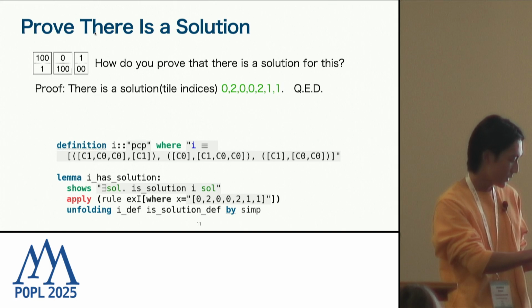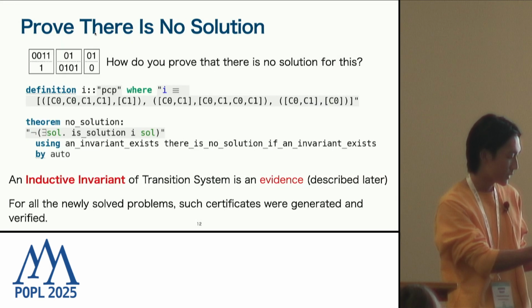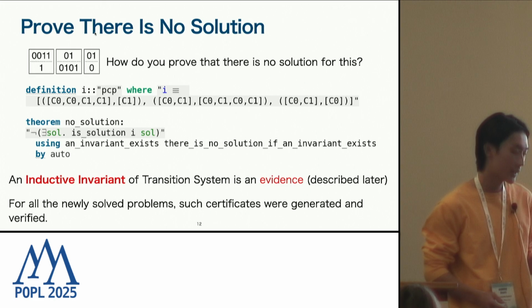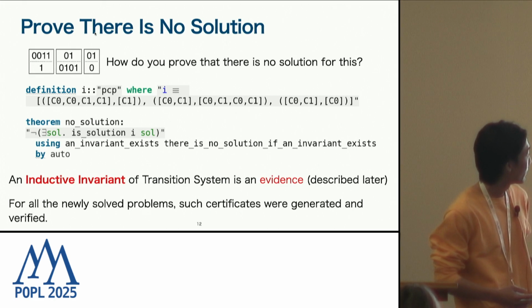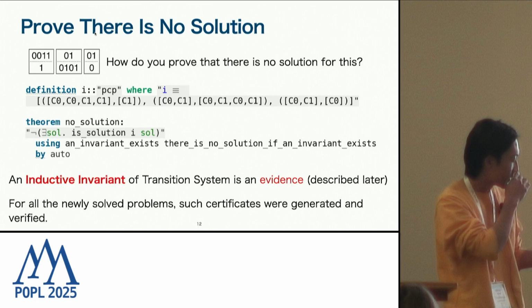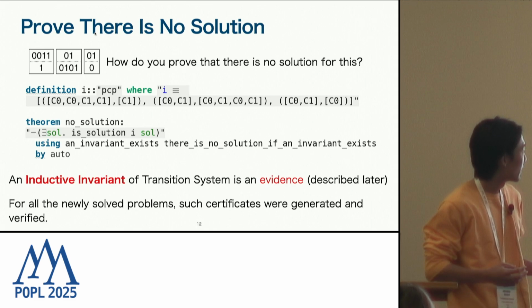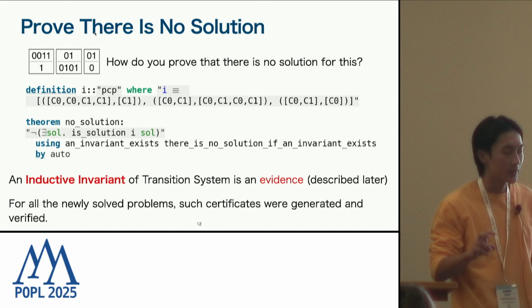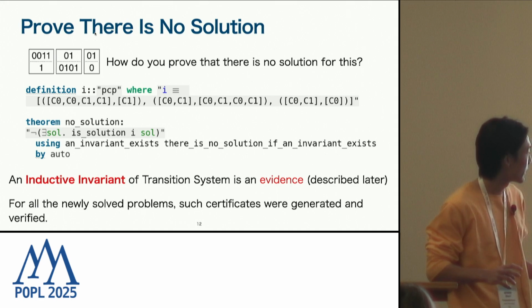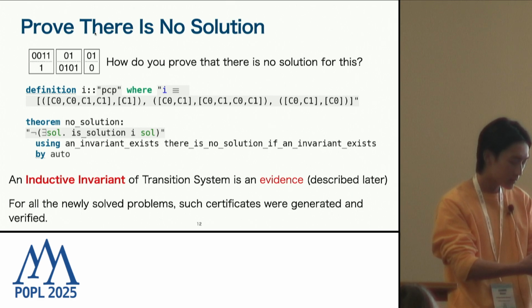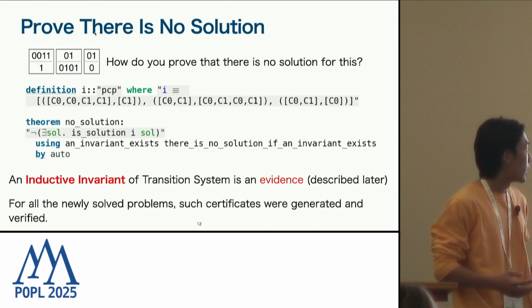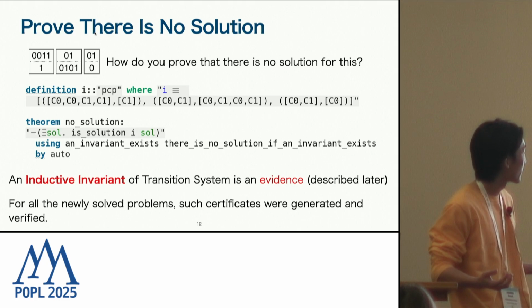On the other hand, proving there is no solution is much harder. To achieve this, we use an inductive invariant as evidence. In other words, the existence of this object, an inductive invariant, indicates that there is no solution to this instance. Our method automatically finds such an inductive invariant.